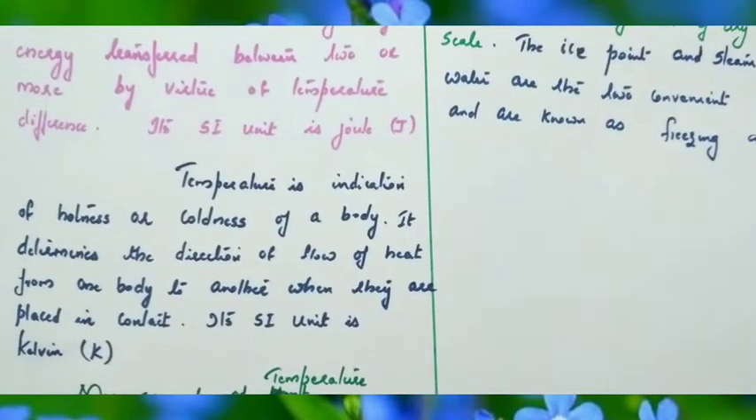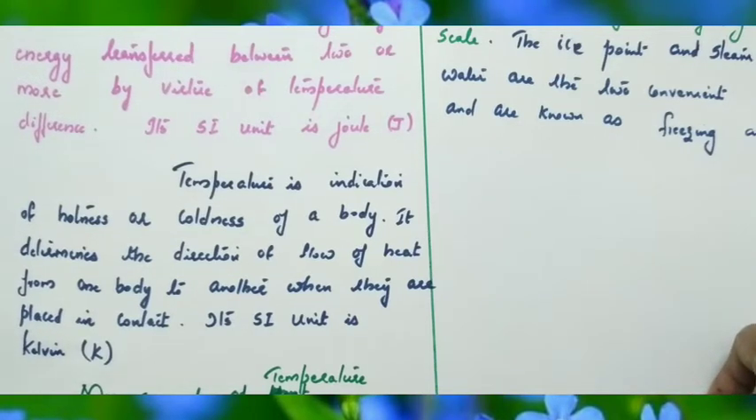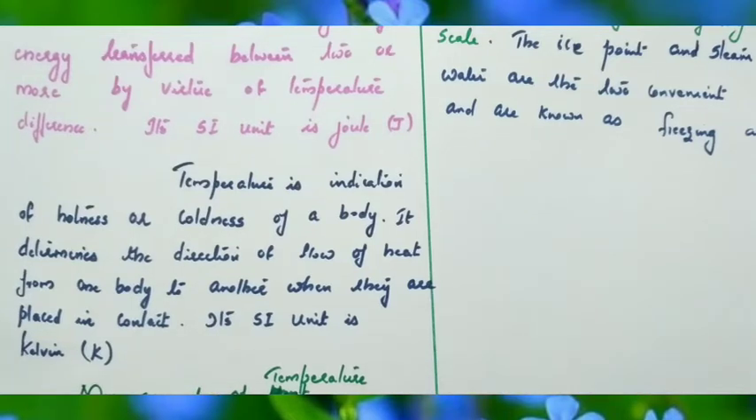Temperature is the indication of hotness or coldness of a body. It determines the direction of heat flow from one body to another when they are placed in contact. And the SI unit of temperature is Kelvin. Okay, so that's the main difference between heat and temperature.